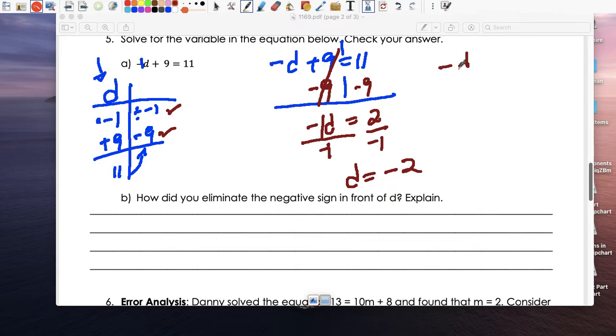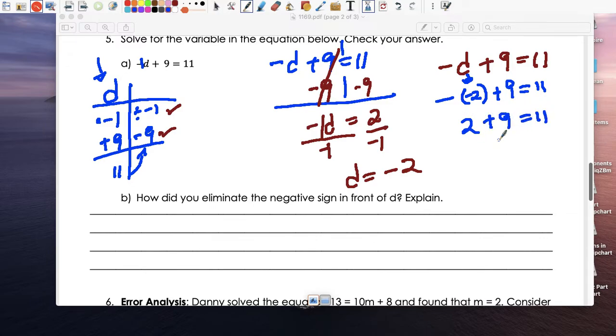So let's do a check. So we have negative D plus 9 equals 11. You have to be really careful with your check. So here's that minus sign that is already there. So I'm replacing D with negative 2, and I'll put that in parentheses. Now you can see why that equals 11, because those two negatives will give me a 2, right? Positive 2, and then plus 9. 11 equals 11. All right, so part B you can explain.